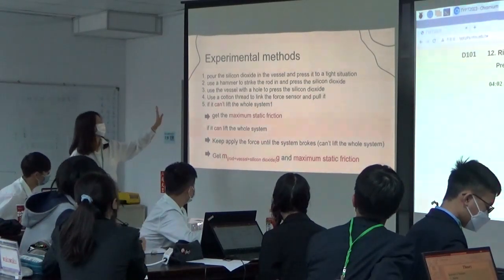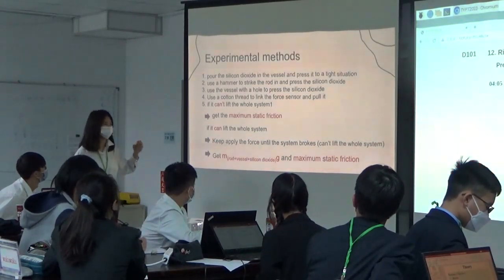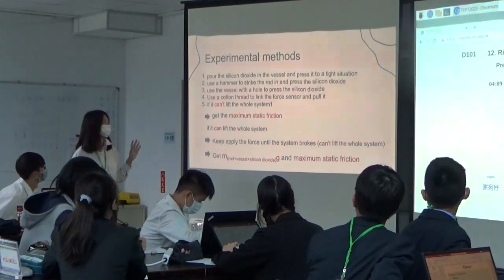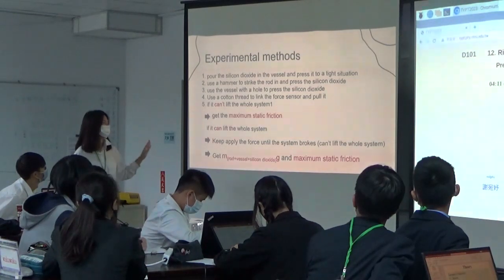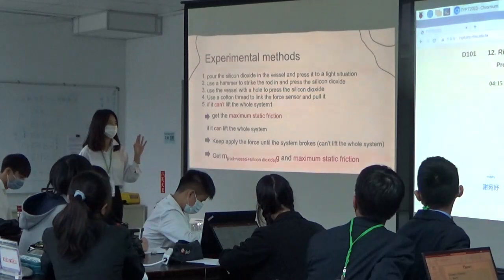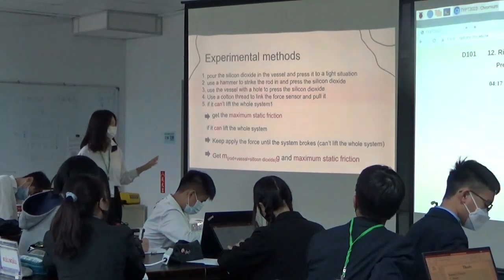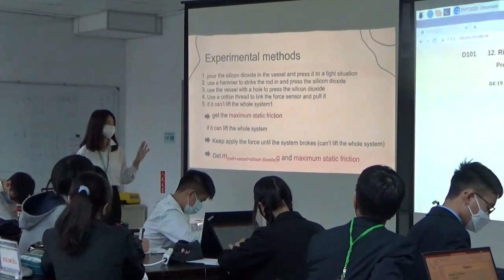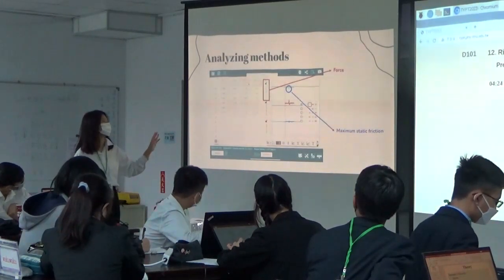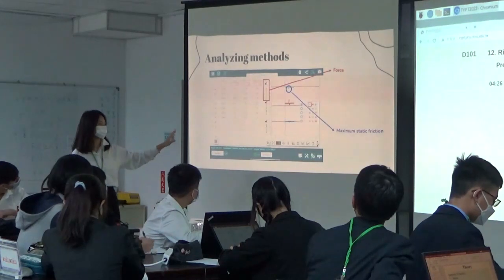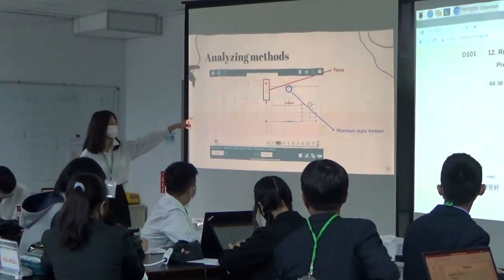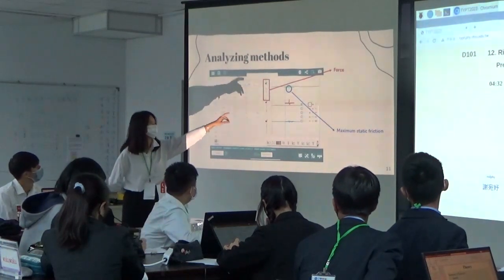First is that we can lift the whole system, so we'll get the maximum static friction. If we can lift the whole system, we keep applying the force until the system rises. That means the force can lift the whole system, and we'll get the gravity of the whole system and the maximum static friction. And this is our analysis method. This is how the force sensor is used, and this will be the maximum static friction.